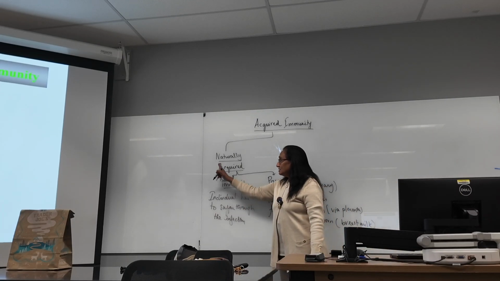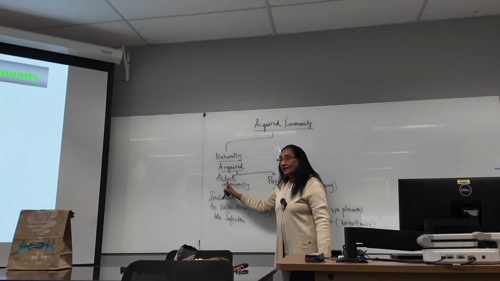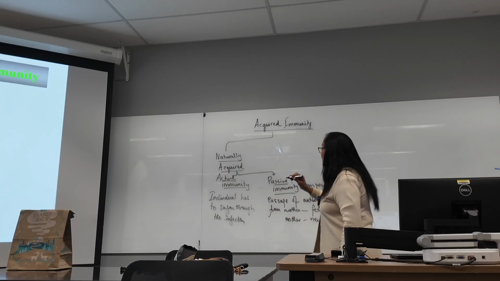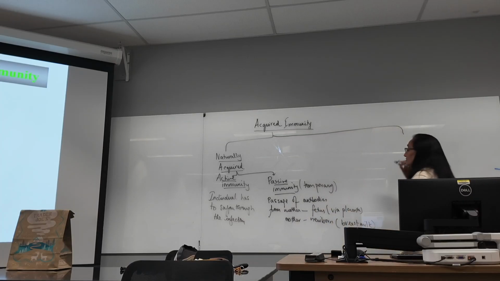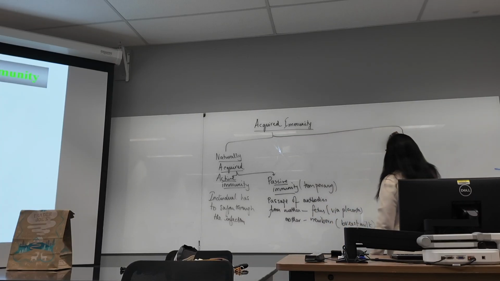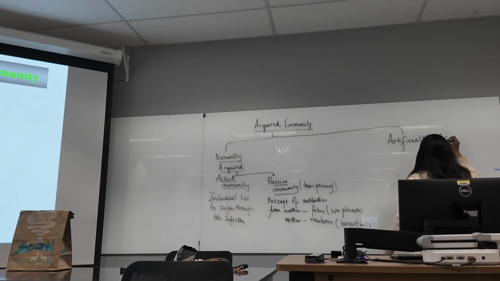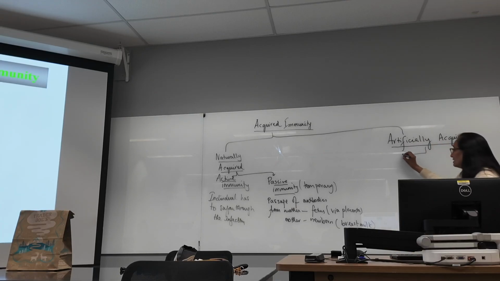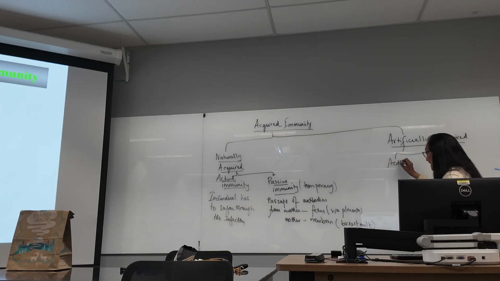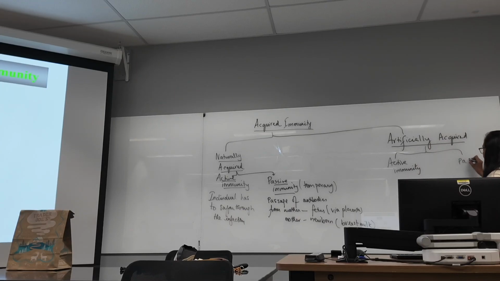However, nowadays, naturally acquired active immunity is not so common because we have come up with vaccines. So that is naturally acquired. This is artificially acquired immunity. When we say artificially acquired, again, there are two components to this: artificially acquired active immunity, or artificially acquired passive immunity.